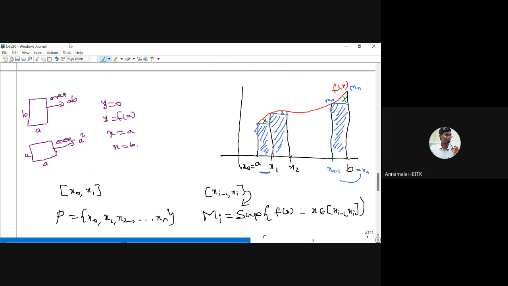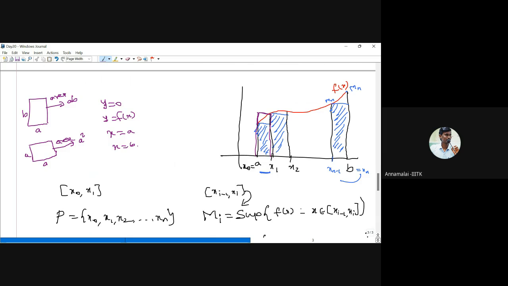Now we can form another rectangle. Suppose I look at the first one. I can extend this line a little bit more, and then I can draw and form a rectangle here. Now we get a new, bigger rectangle in the subinterval x0 to x1.